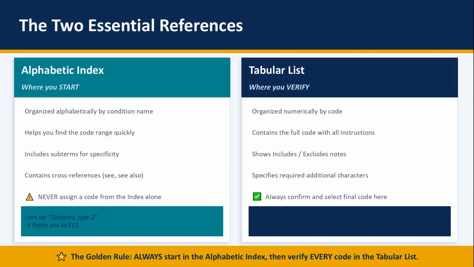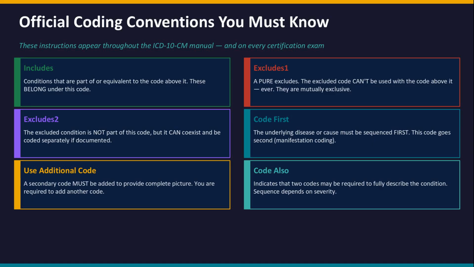This is one of the most commonly tested concepts on the CPC exam, and it's a real-world best practice that protects your provider from compliance risk. Now we're going to talk about the official coding conventions, the instructional notations you'll find scattered throughout the ICD-10-CM manual. Understanding these is non-negotiable. They will appear on your exam, and they affect real-world coding every single day. Let me walk you through the 6 most important ones.